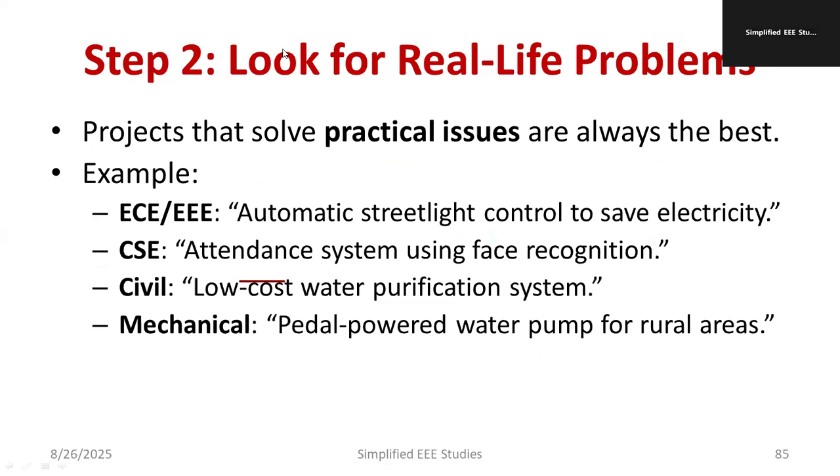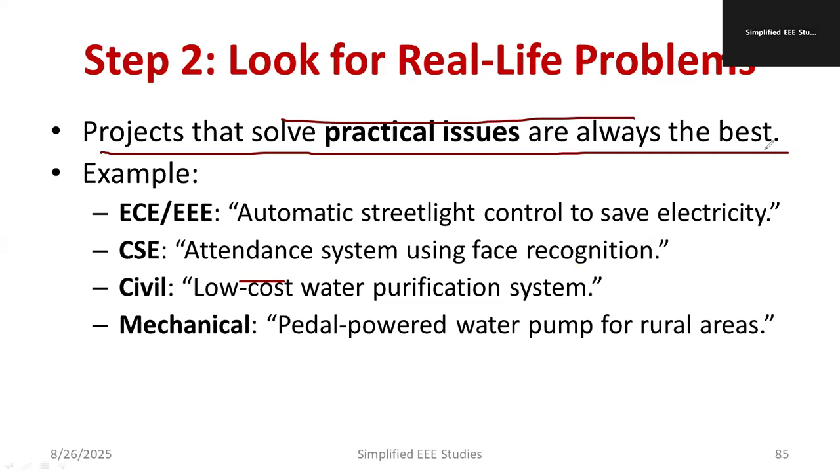Coming to step number two, look for a real life problem, because don't simply select a project. We request that a project should have practical relevance, social as well as practical relevance. Identify the practical issue. There are so many practical issues that exist. For example, as we observed, street lights are simply turned on during the daytime. So energy is getting wasted.